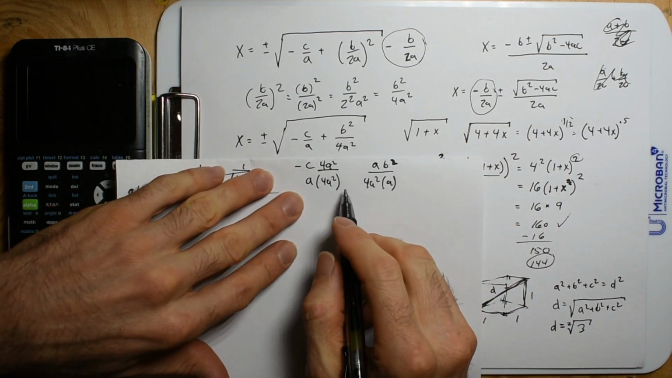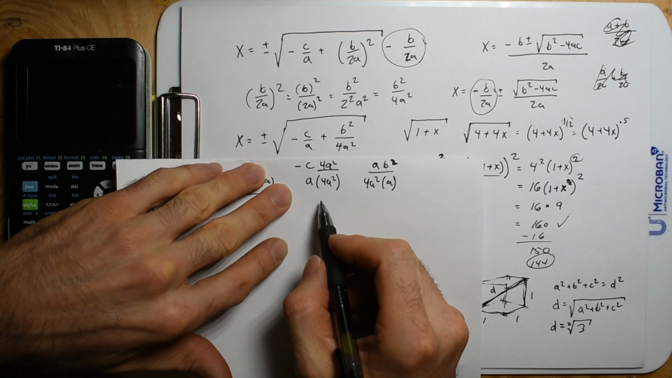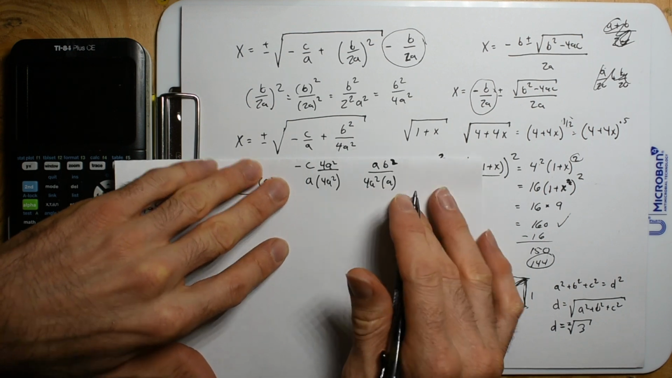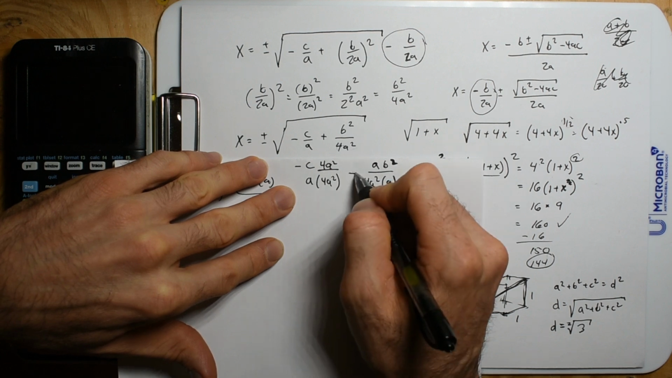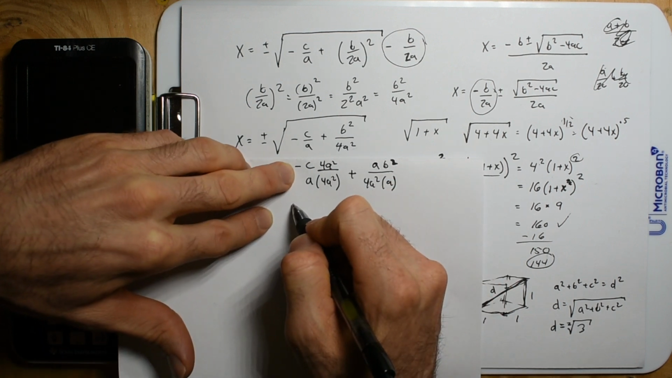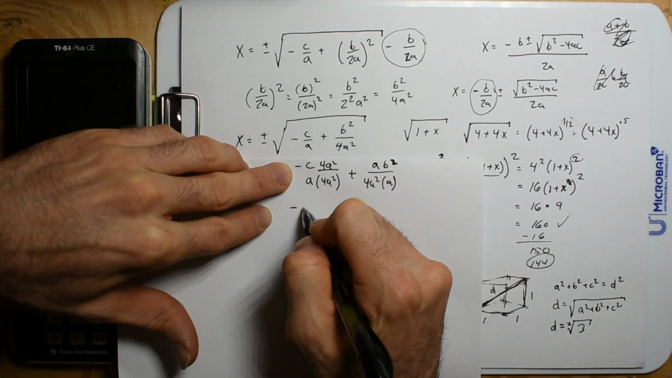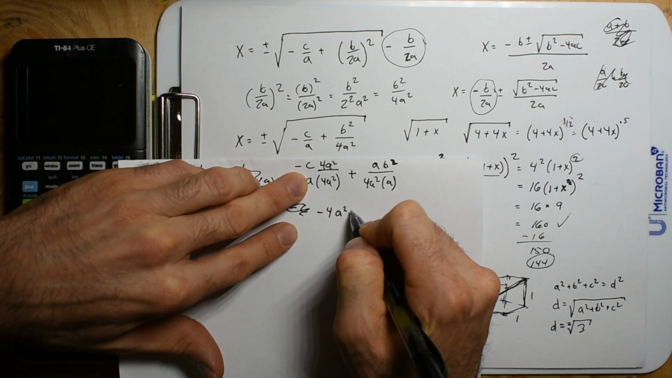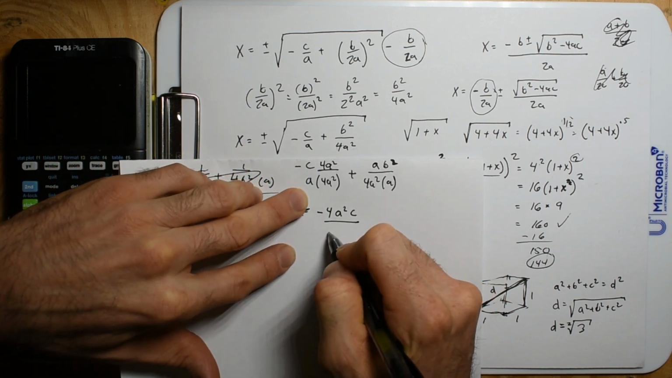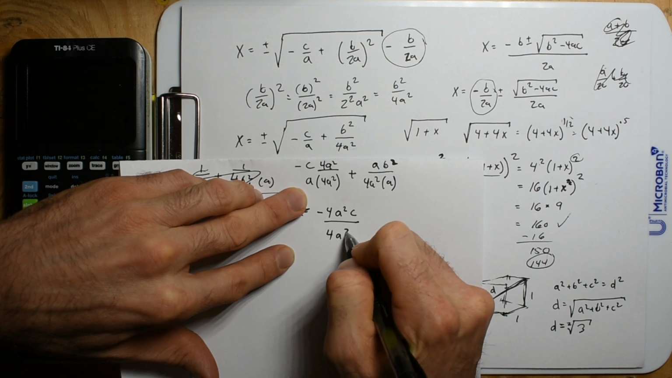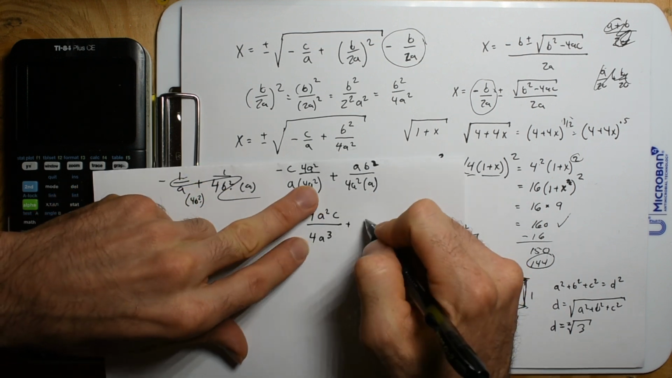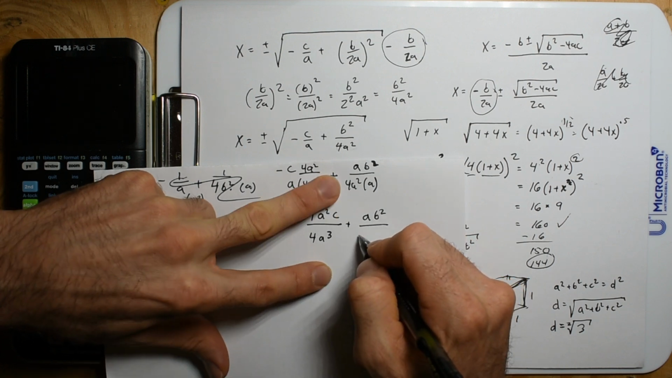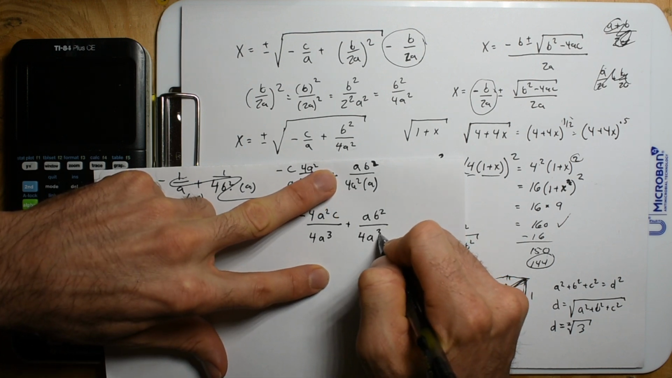Okay, so yeah, I don't know why I'm doing this, but whatever. So we have, let's get all the terms kind of the same. So we have negative 4a squared times c divided by 4a cubed, plus ab squared divided by 4a cubed.